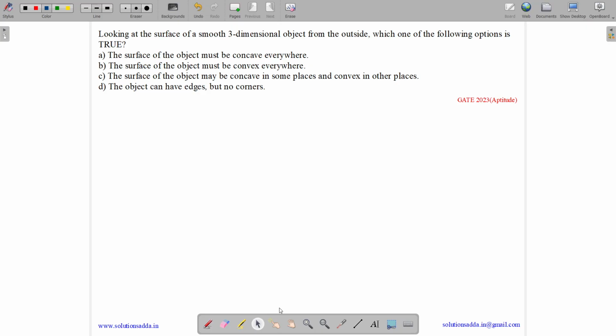This question belongs to GATE 2023 paper and belongs to the aptitude subject. So the question states, looking at the surface of a smooth 3D object from outside, which one of the following options is true? The surface of the object must be concave everywhere. The surface of the object must be convex everywhere. The surface of the object may be concave in some places and convex in other places. The object can have edges but not convex.